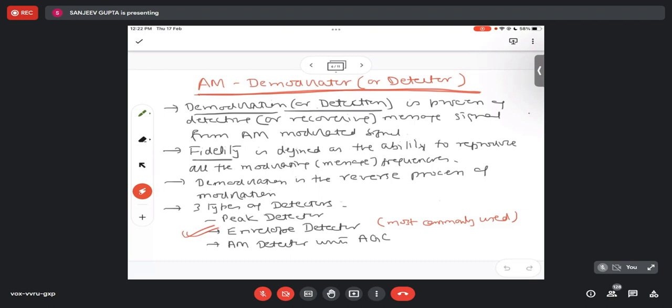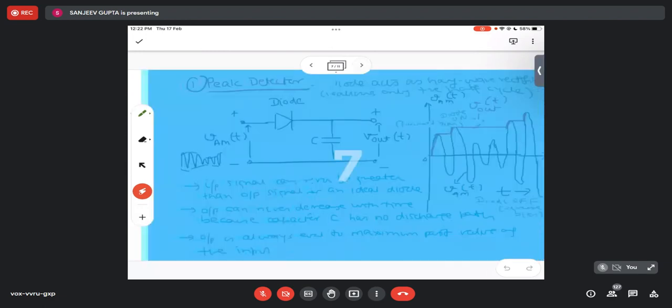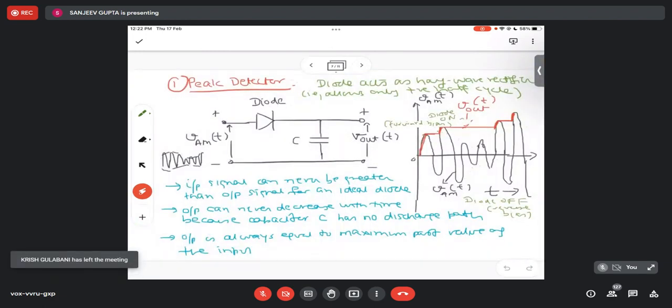So this is the exercise that we'll be doing tomorrow. I thought I would just explain the concept to you. So the peak detector is basically a diode, as we have seen here, and a capacitor. The diode, we all know, acts as a half-wave rectifier. You must have learned that in basic electronics. Half-wave rectifier means it allows only the positive half of the cycle or the negative half of the cycle. Let's say the positive half of the cycle.